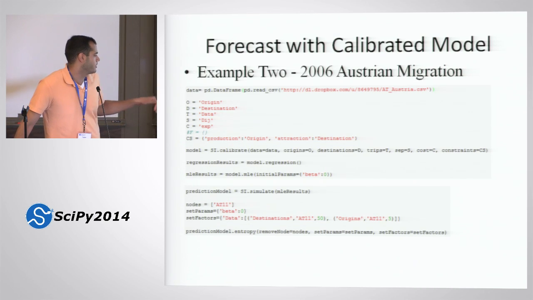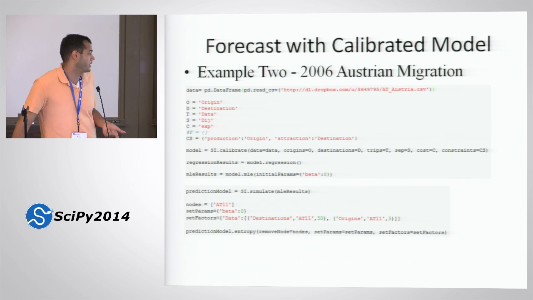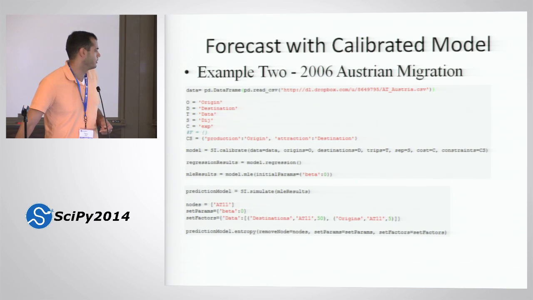using a few different inputs here. So here I have a remove node input, set params in case you'd like to see what happens, say, if you increase or decrease the exponent related to a parameter, or if you'd like to change the factors such as population associated with a node.